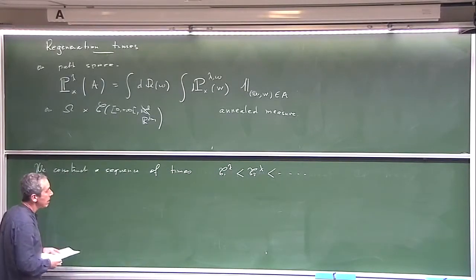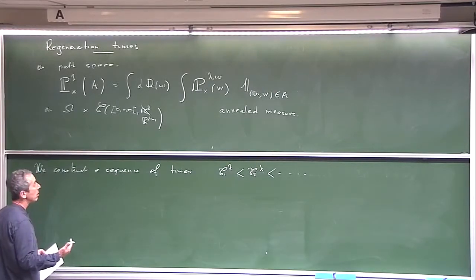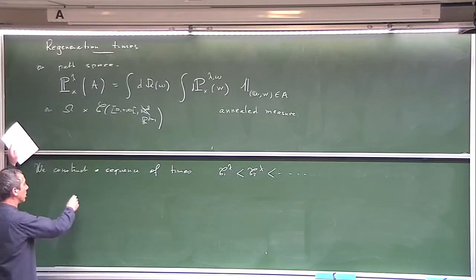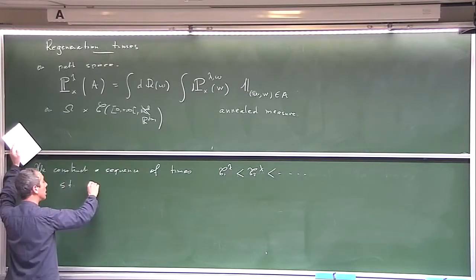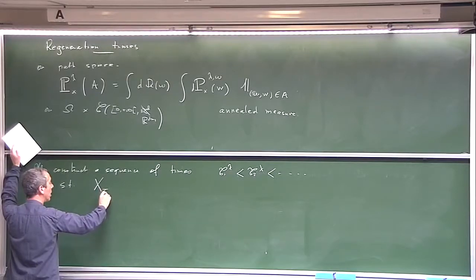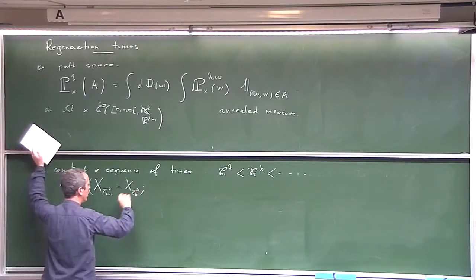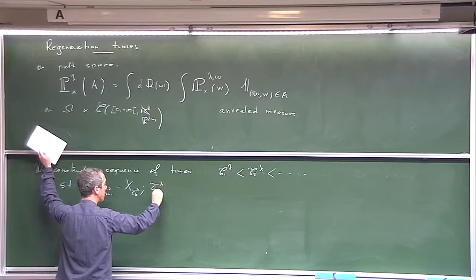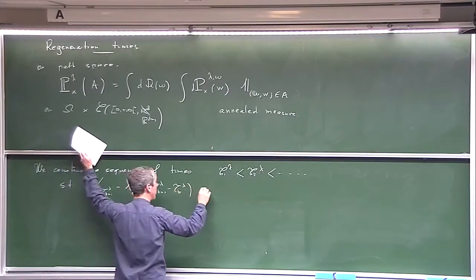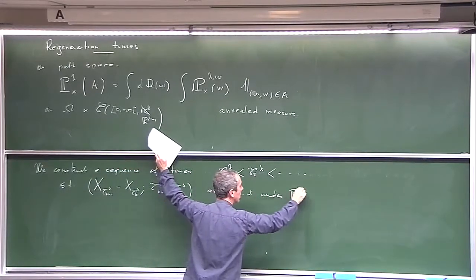Now, the first thing is to get these times with the property that if you look at the increments of x, you get an IID sequence. So such times, such that if you look at x at time tau k plus 1 lambda minus x at time tau k lambda, and probably we also need the increments of the times, so tau lambda k plus 1 minus tau lambda k, these random variables are IID under P lambda.